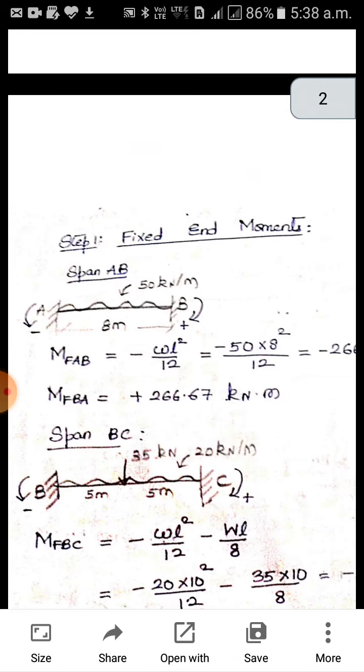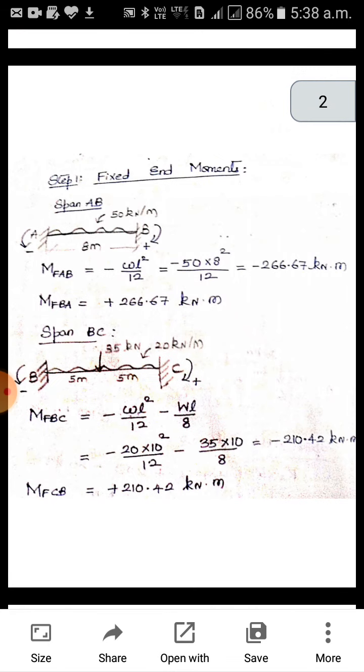So step number 1, fixed end moments. Span AB, UDL 50 kilonewton per meter. What is the formula? MFAB equal to minus WL square by 12 and MFBA equal to plus WL square by 12. Remember, you have to be very careful with the sign. Always MFAB will be minus, MFBA will be plus, MFBC will be minus, MFCB will be plus.